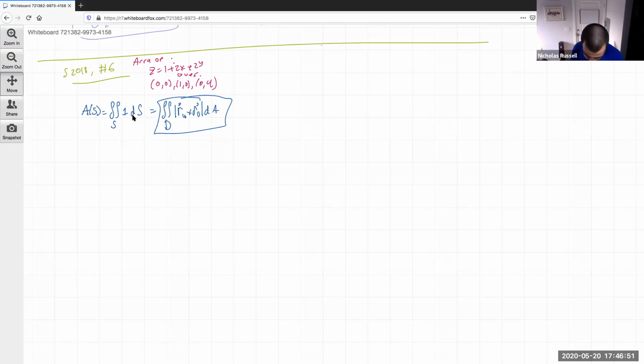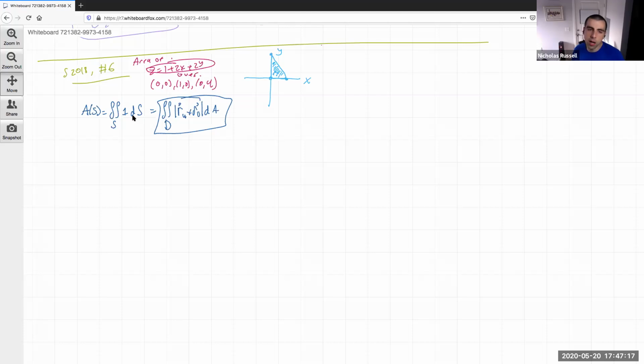And so in this problem, we have this surface over this interesting triangle here. Let me draw this out. We have (0, 0), (1, 0), and (0, 4). There was a little bit of a typo in this question. So it's over this domain here.